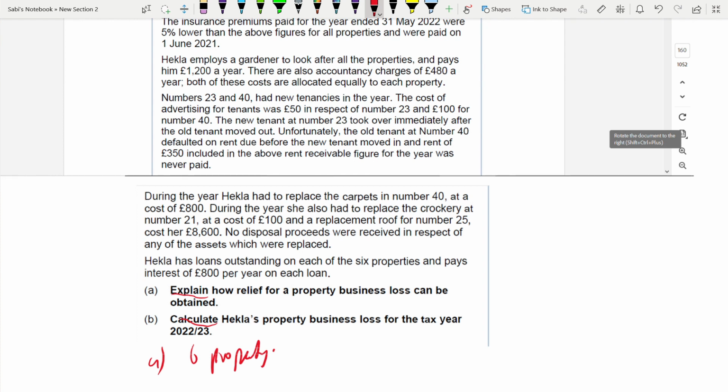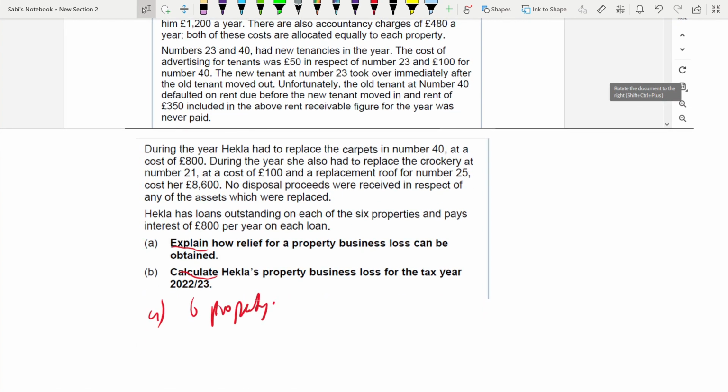Then what's next? That is automatic loss relief. Then if you see the aggregate that it's a loss, then you can carry forward this loss indefinitely. So one is against each other. Okay. The other relief is you carry forward indefinitely and set it off against the first available property business profit. Okay. These are the two reliefs. Now coming to part B, property business loss, which we need to calculate.